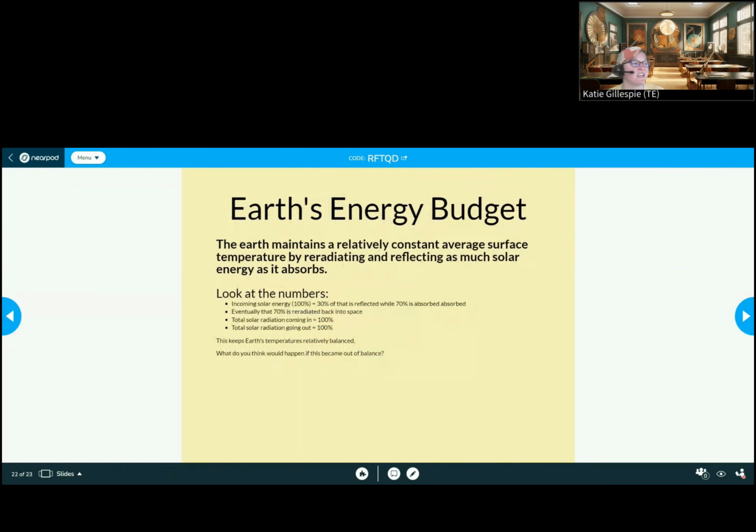Eventually, that 70% is re-radiated back into space from those greenhouse gases like carbon dioxide, releasing it from the geosphere. And we also have here the final numbers. Total solar radiation coming in is 100%. Total solar radiation going out is 100%. So we have what we're taking in, we are also giving back, and that's what allows us to budget solar energy here on Earth. You need to know re-radiating and reflecting as ways of giving back, and absorption as a way of taking in what we need. This keeps Earth's temperature balanced.